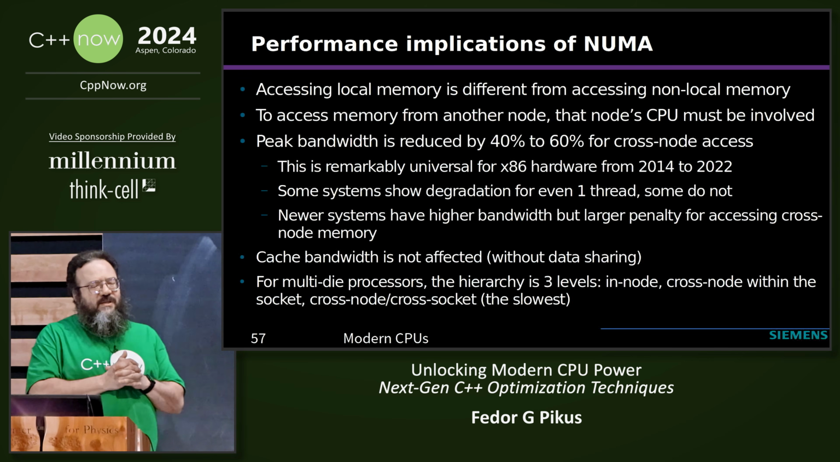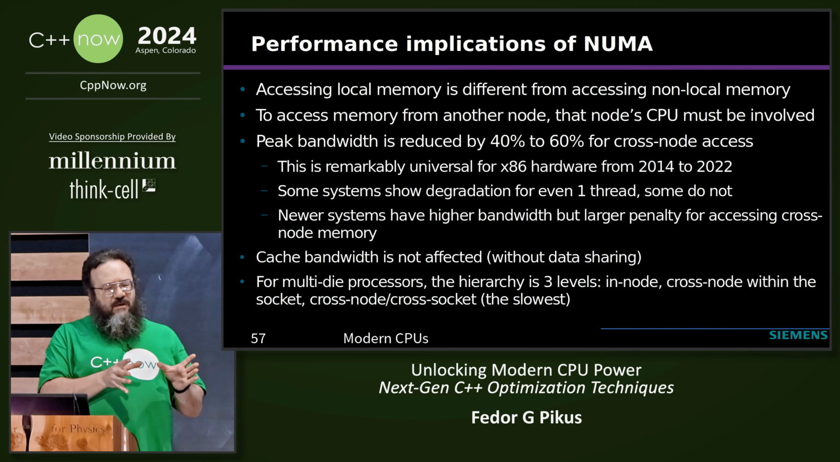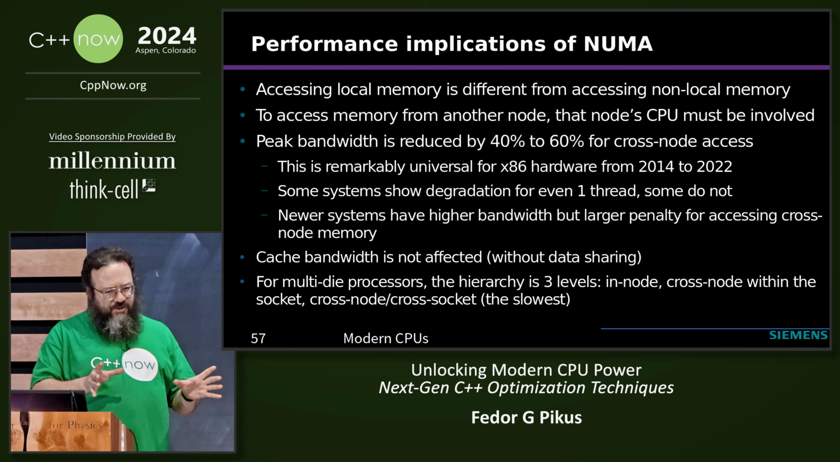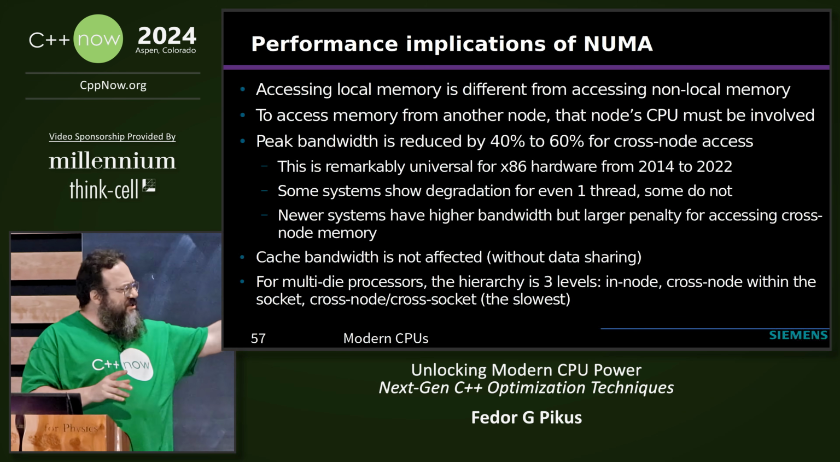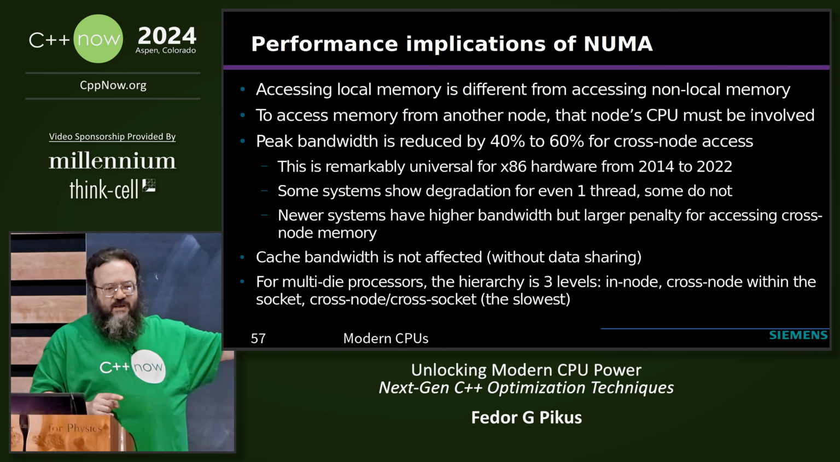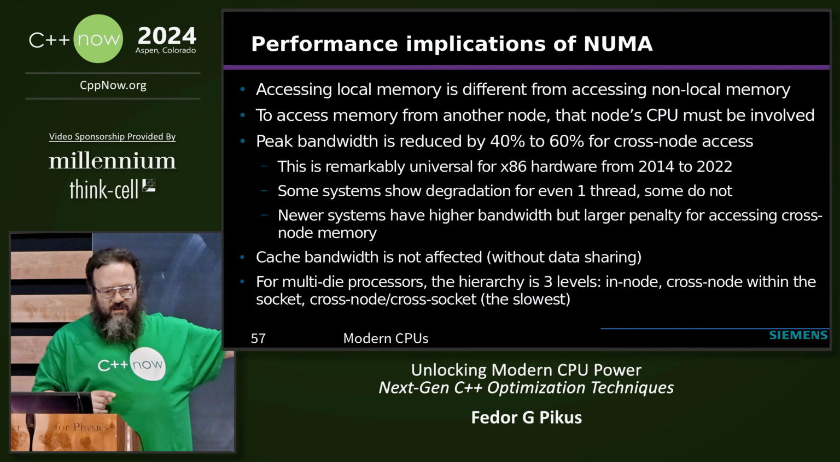Another important observation is that caches are still, well, L1, L2 are per core, L3 is per NUMA node, per package. So cache bandwidth is not affected by any of this at all, which means cache locality becomes a lot more important than it was before.